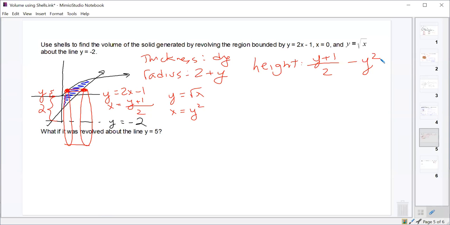Because the (y plus 1) over 2 is to the right of the y squared. Yeah, because we're talking x values, right? To find the distance between them, we take the larger x value and subtract the smaller x value. The larger x value is the one that's further to the right. The smaller x value is the one that's to the left. Does that make sense? You look like you weren't 100% happy with that.